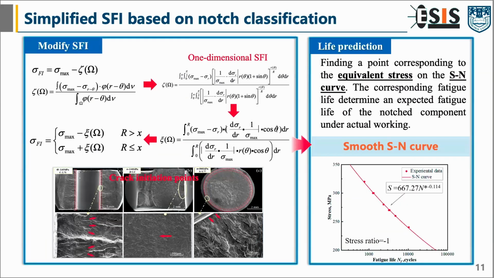And then after the classification, we did some work around the simplified SFI model. Firstly, we select the model which modifies the peak stress, and then we choose the one-dimensional SFI and give the modified SFI model based on the classification of the notch types. As you can see in the picture, different notch types may correspond to different numbers of correction points, which guide the correction of the equation. And then we can do the life prediction.